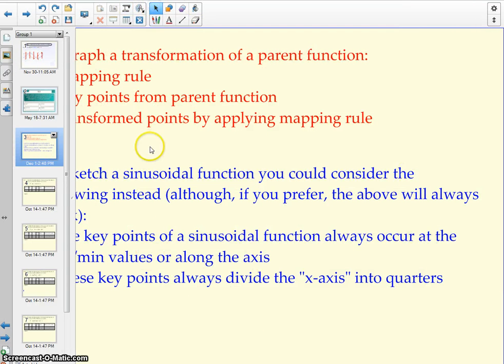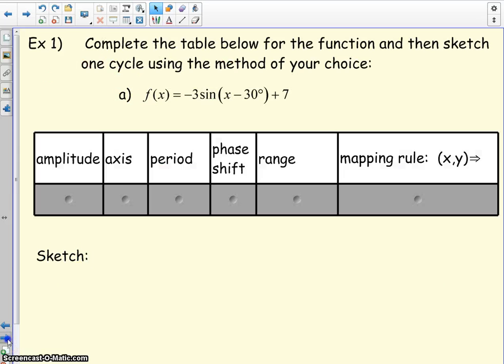Let's take a look at an example together. So here's a function, y equals negative 3 sine bracket x minus 30 degrees, plus 7. What we're first going to do is figure out everything we possibly can just by looking at the equation. I want you to try to fill out as much of the table as you can. If you need to refer to the last lesson, when we were finding different features of the graph from the equation, then do so. But try to fill in this chart on your own first before we start doing a sketch.